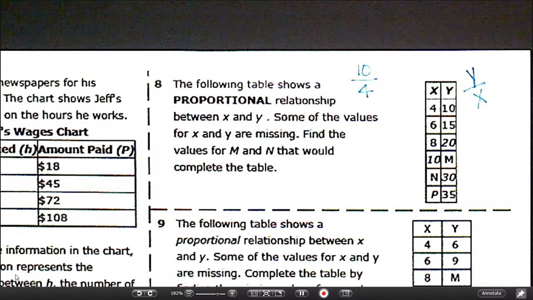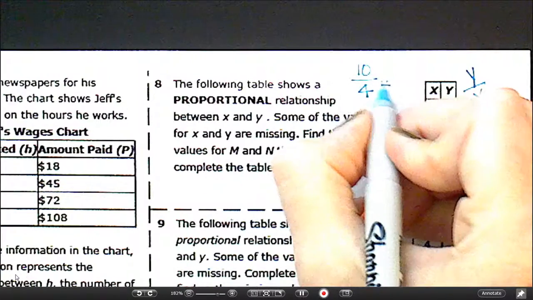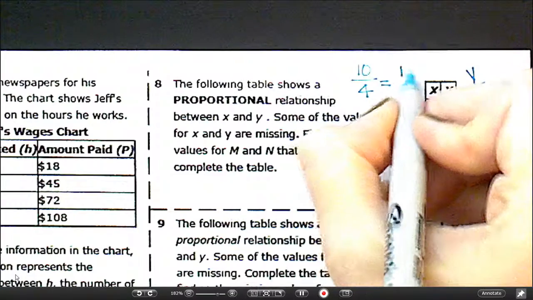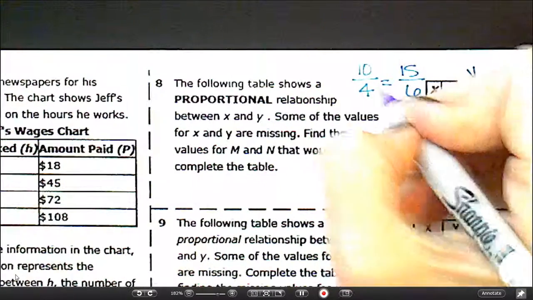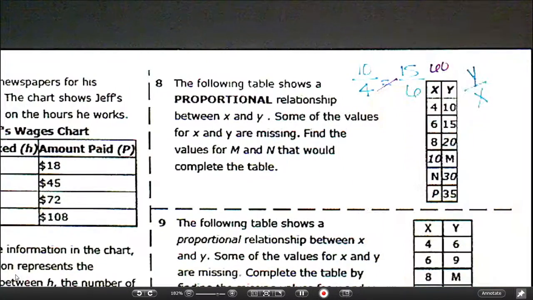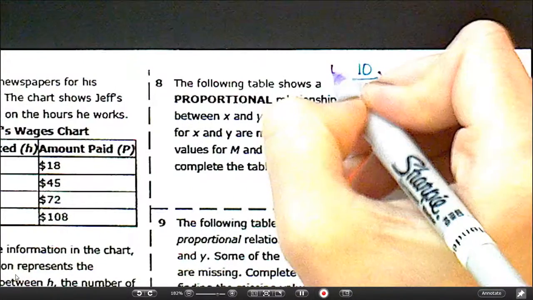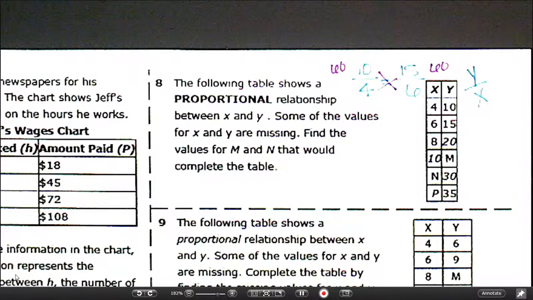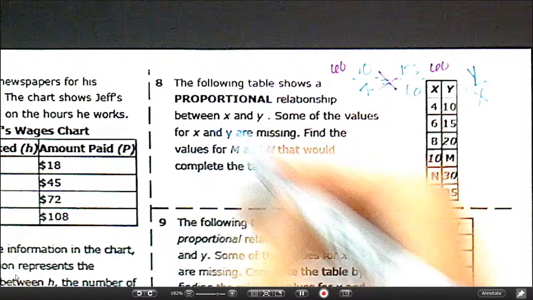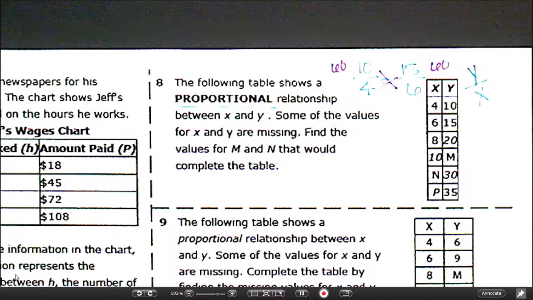A little bit anyway. Okay, so 10 over 4. And we're going to prove that that's proportional by using the next point, 15 over 6. So we use our cross products. 4 times 15 is 60. 6 times 10 is 60. So those are proportional. And if we tested every other point in the table, they would all be proportional. Now we don't need to test them because we're told already that it's proportional, but this is just a good way to prove it to ourselves.